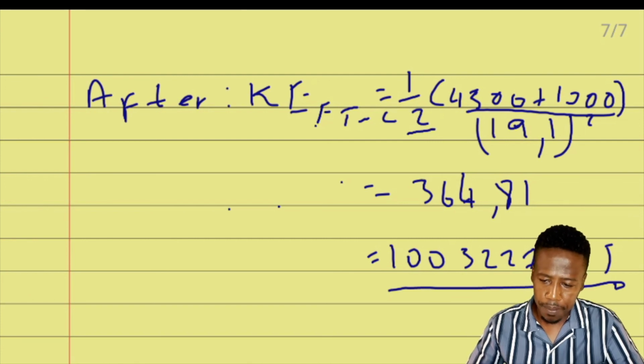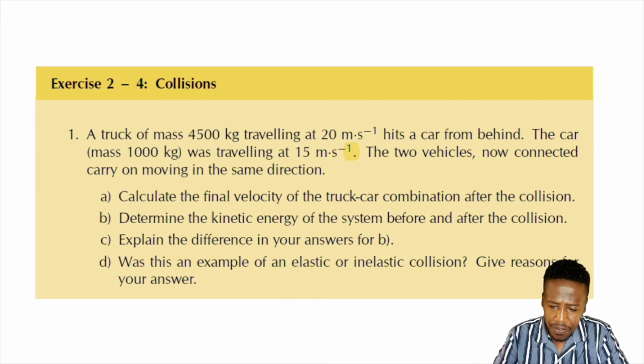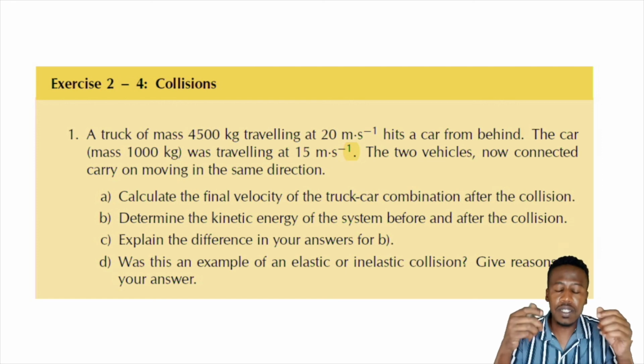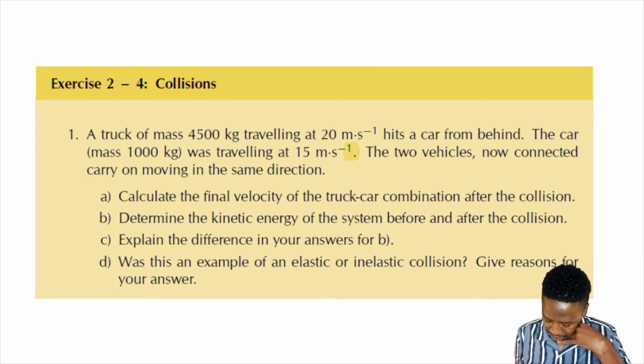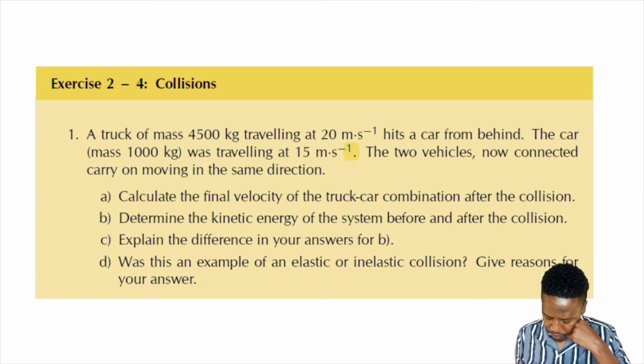So let's move back to our slide and see what they need for question C of that question one. They say explain the difference in your answers, right? Meaning, what they need, explain the difference. If you look at the kinetic energy before the collision, if you look at our answer, it is 1,200,500 joules, right? This is before the collision.